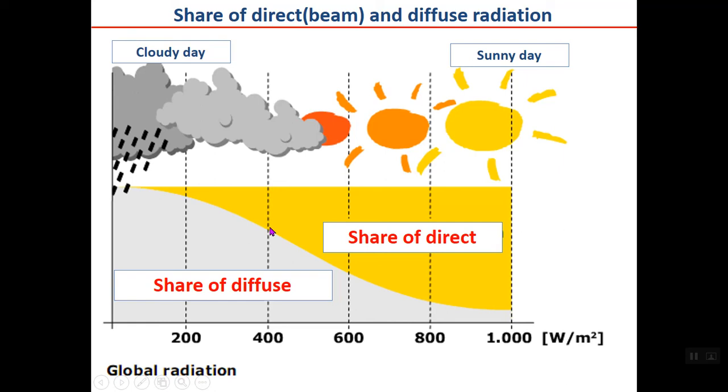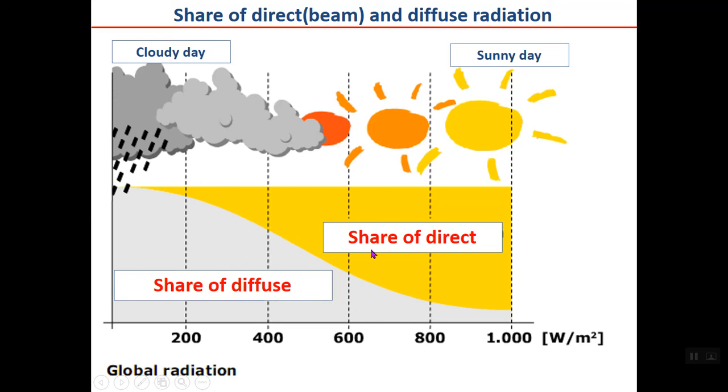Actually, the share of direct and diffuse solar radiation depends on the climatic condition. Let's start from here. If it's a completely cloudy day, then 100% of the solar radiation is diffuse solar radiation, because when it is completely cloudy, there are no sun rays at all. So the direct radiation or beam radiation is zero, and 100% is diffuse radiation.